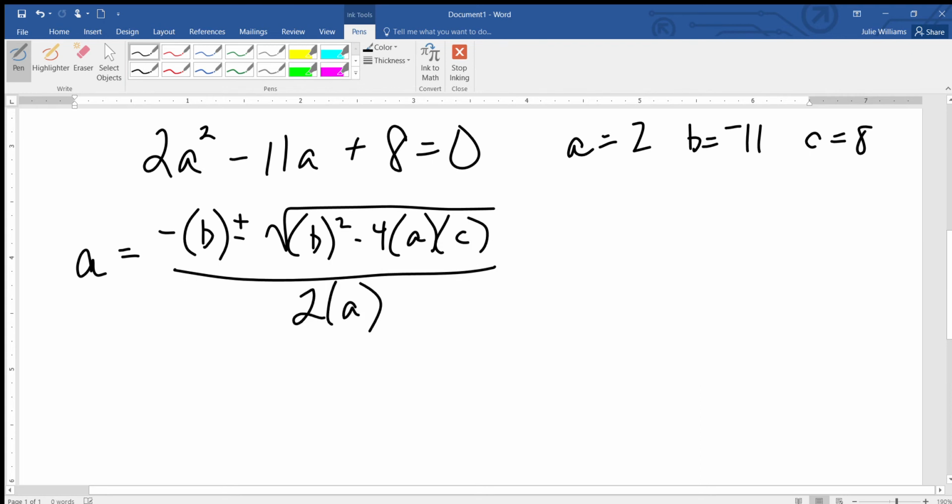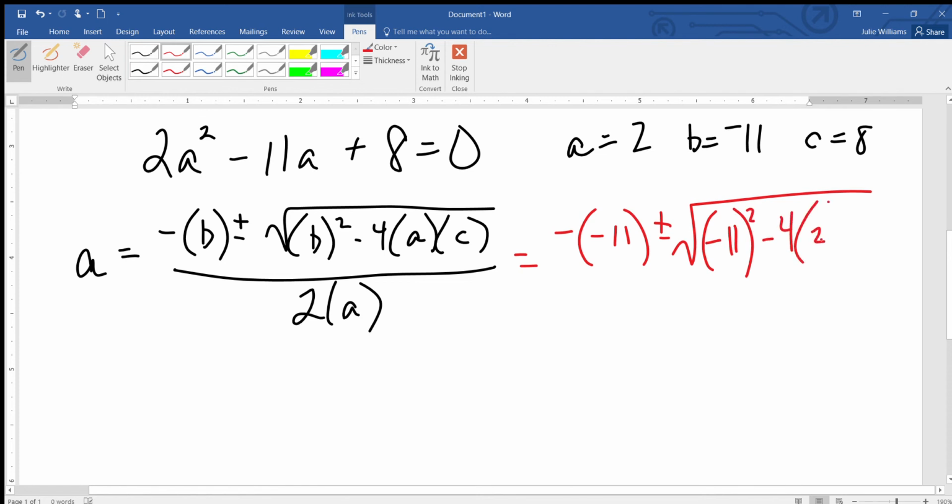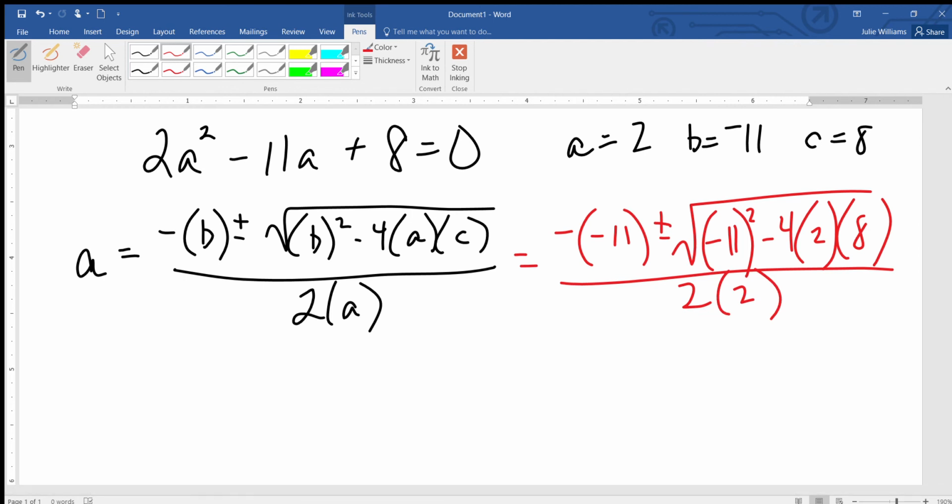all over 2 times A. Now I'm going to do substitution. All I'm going to do is substitute. I'm not doing any of the math simplification for this step. Fewer mistakes are made this way. So A is going to be equal to negative parentheses negative 11 plus or minus the square root of negative 11 squared minus 4 times 2 times 8 all over 2 times 2. All I did was substitute in. That's it. Okay, so now this one is supposed to come out. Yeah, it does.